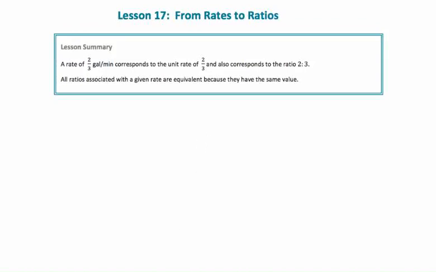This is lesson 17. In this lesson, we will be moving from rates to ratios. The lesson summary says, a rate of 2/3 gallons per minute corresponds to the unit rate of 2/3 and also corresponds to the ratio 2 to 3. All ratios associated with a given rate are equivalent because they have the same value. So the lesson summary is showing that relationship between fractions and ratios, which is something we've worked on, and this lesson will continue to work on.